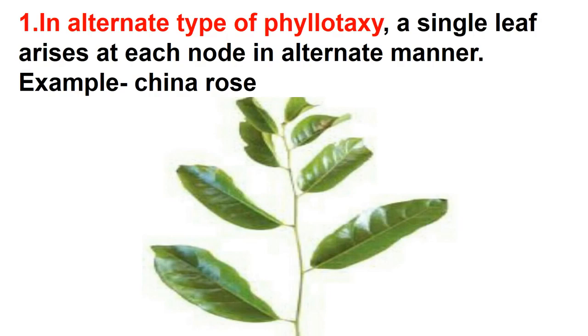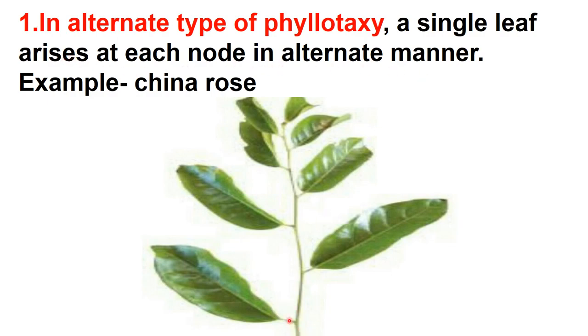So first is alternate type of phyllotaxy. In this, a single leaf arises at each node in alternate manner. As you can see here, this is a node, this is the second node, third, fourth. All these are nodes, and this portion between these nodes is the internode, this is also an internode, this is also an internode here. So what is happening in this type of phyllotaxy? A single leaf arises at each node in alternate manner.